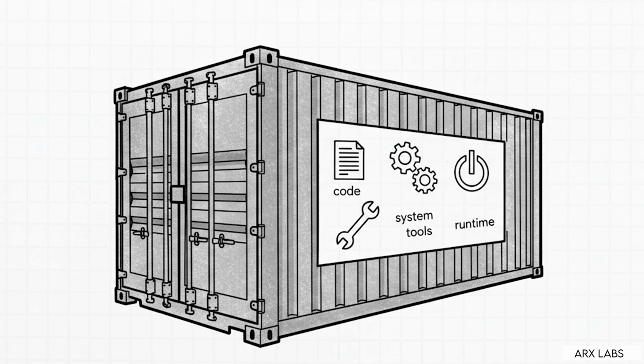Well, the solution is containers. You can think of a container like a perfectly sealed box. Inside that box, you put everything, and I mean everything your app needs to run. Your code, the right libraries, the specific system tools, all of it. By bundling the whole shebang together, you guarantee that it's going to run the exact same way every single time, no matter whose machine it's on.